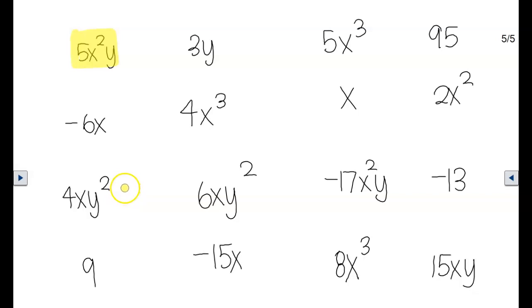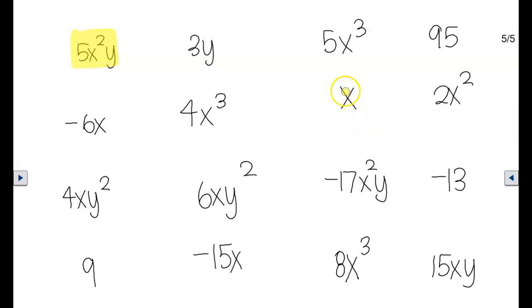This just has an x, so that's not a match. This has xy squared. Same letters, x and y, but notice this is x squared y and this is xy squared. It's not identical, so not a like term. This has no last name. The 9 has no last name. 3y, not a match. 4x to the third, not a match. 6xy squared. Now again, that's close, x squared y, xy squared. The exponent's in the wrong place. Negative 15x, 5x to the third.